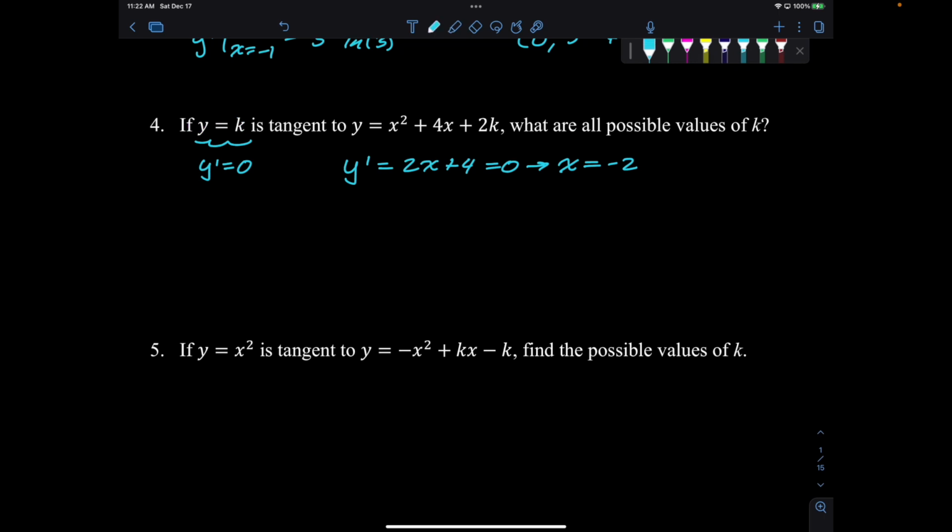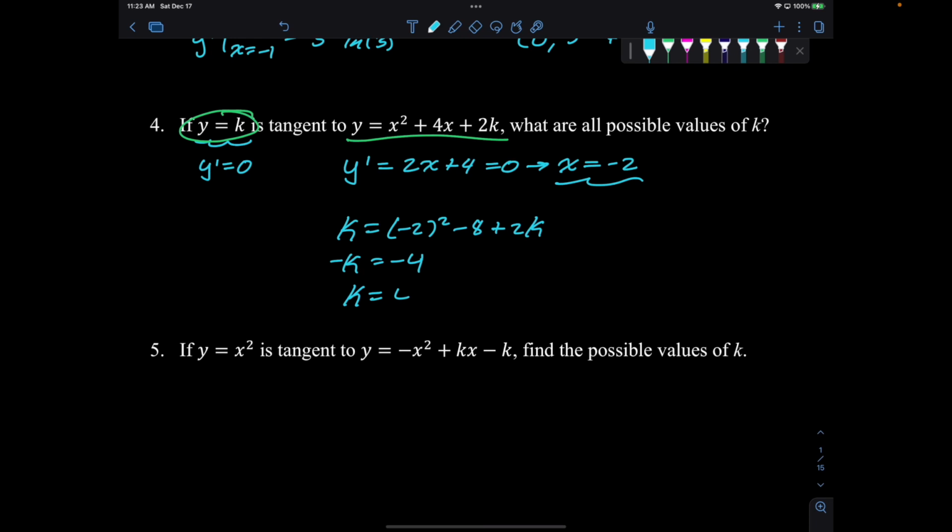Okay, so if y is equal to k and y is equal to this, then we have that k is equal to negative 2 squared minus 8 plus 2k. Okay, I feel pretty good about this. So then negative k is negative 4. I think that k is 4 in this case. Does that make sense? I guess so.